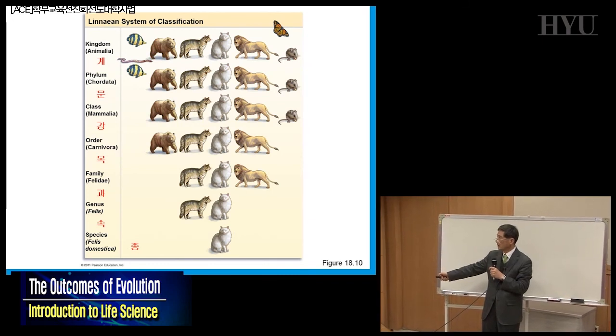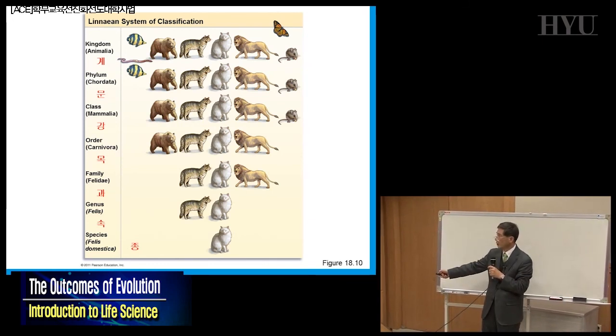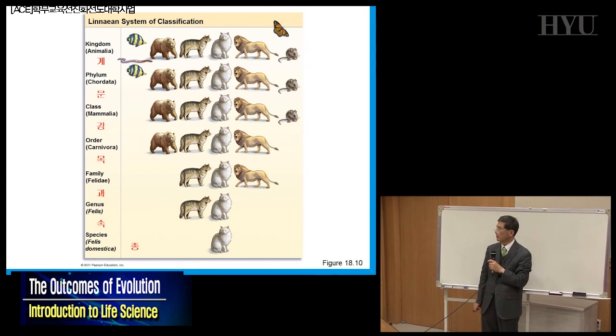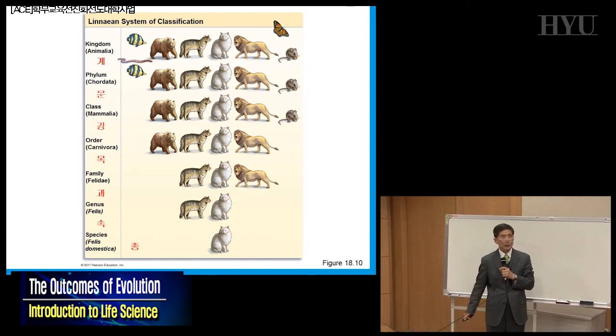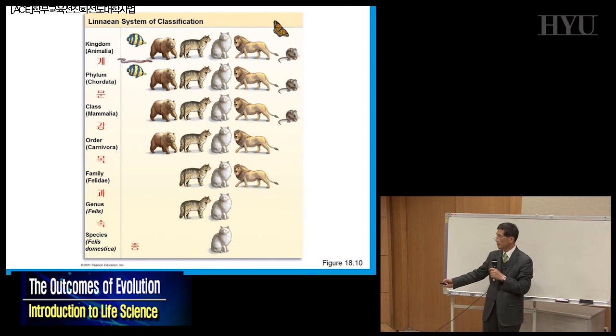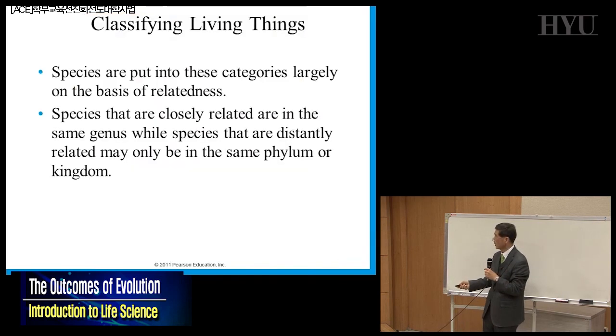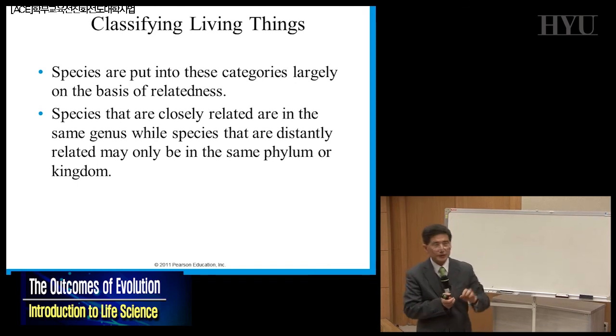Family, 고양이 과. Order, Carnivora, 육식동물 목. Class, Mammalia, 포유류 강. Phylum, Chordata, 척추동물 문. And then animal kingdom. I don't ask you to remember all of them, but you have to know which one is bigger. Maybe I will ask which one is the biggest group between genus, order, phylum. What is the biggest group? Phylum, right?